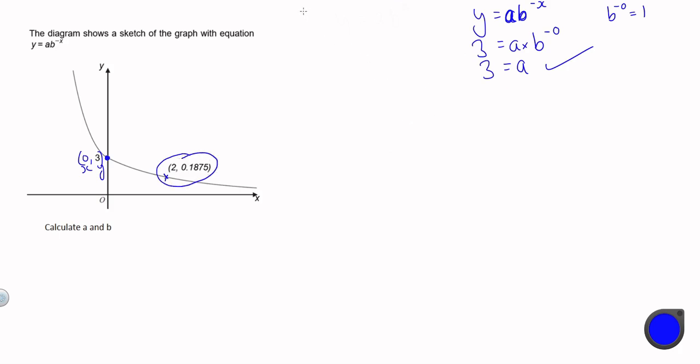Again, y is equal to, well, do I know the value of a this time? The value of a over here is 3 multiplied by b, I don't know what it is, but I'm going to find that soon, to the power of, well, what's the value of x? X, you can see here, is 2. And y, you can see here, is 0.1875. So I can actually write that in here. 0.1875. Remember, that's your x value, that's your y value, which I've substituted.